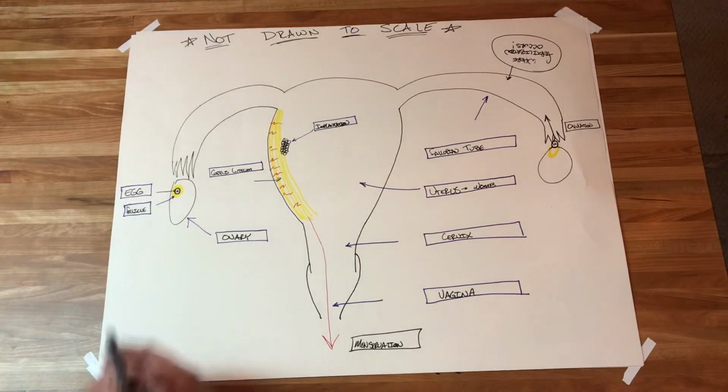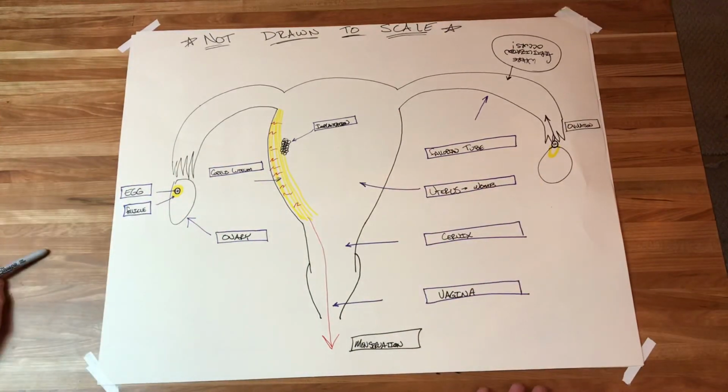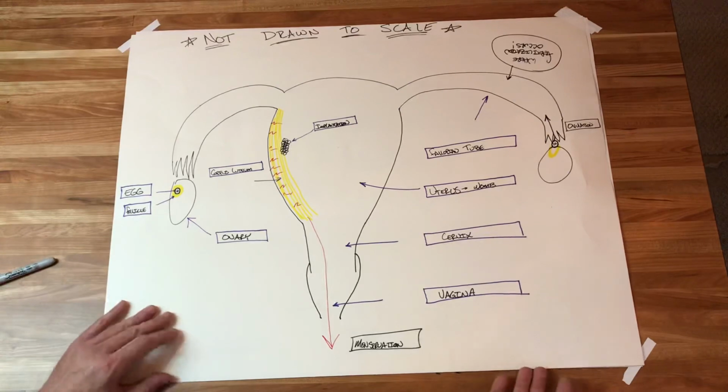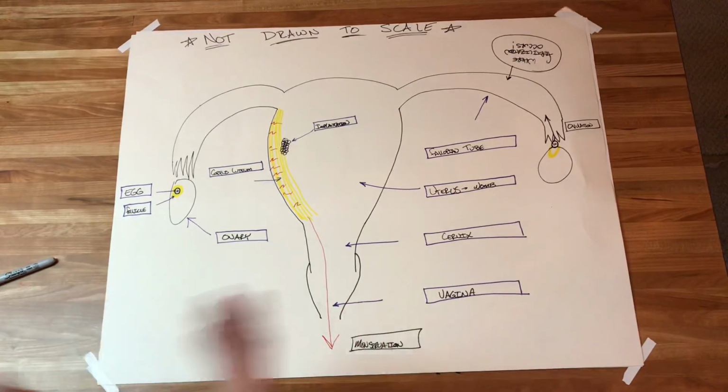So I think I've covered all the terms for the female as well as the rectangle of life. So hopefully you're taking a picture of that, or you are drawing your own picture and making sure that you have your labels. Okay, that's everything.